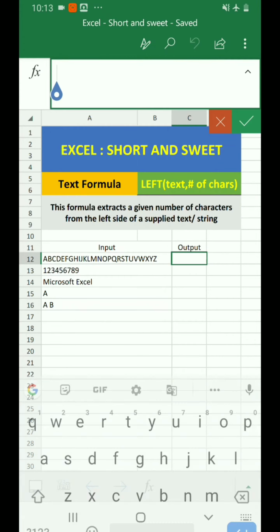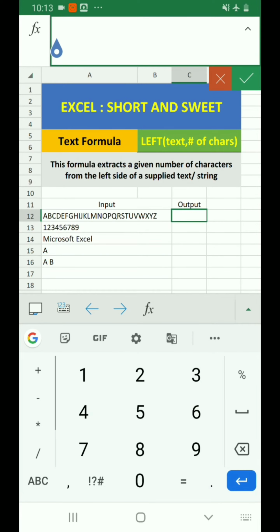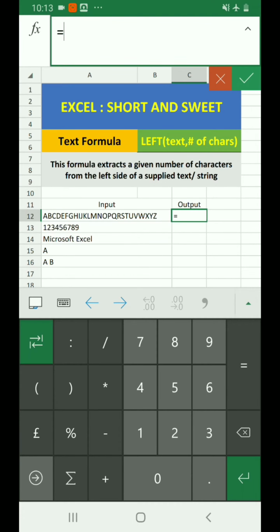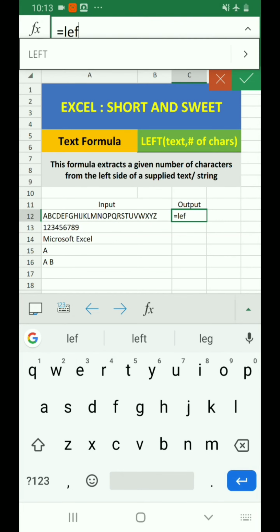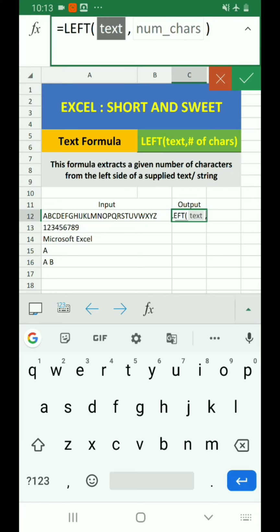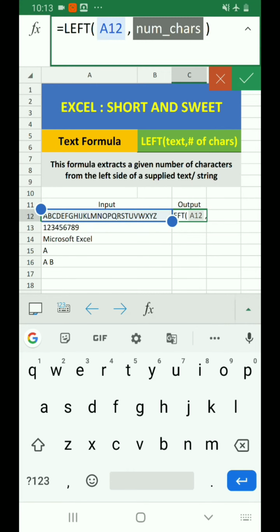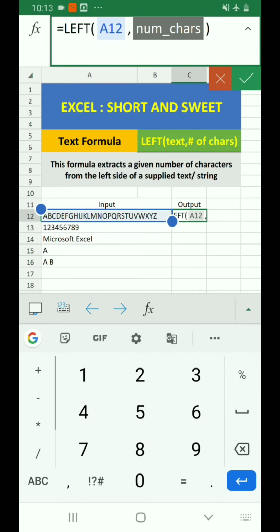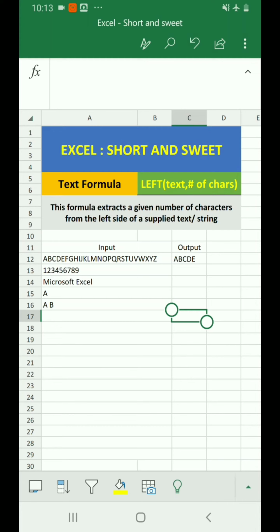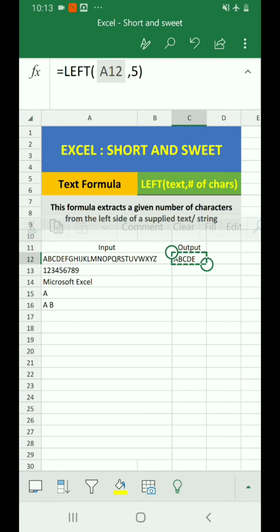So let's see, for example, equal to left of, let's consider this, I've taken A to Z here, and comma number of characters, I just say 5. Say okay. Can you see A, B, C, D, E? Let's take this formula for all inputs.